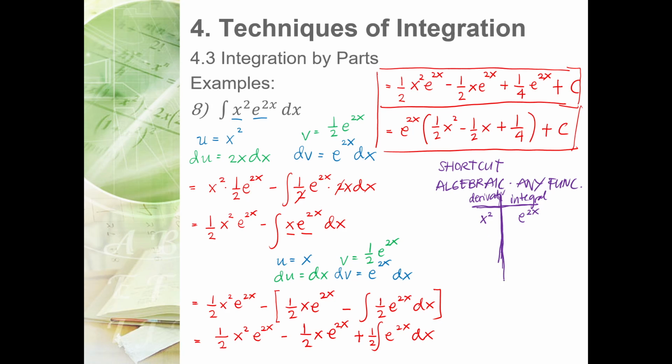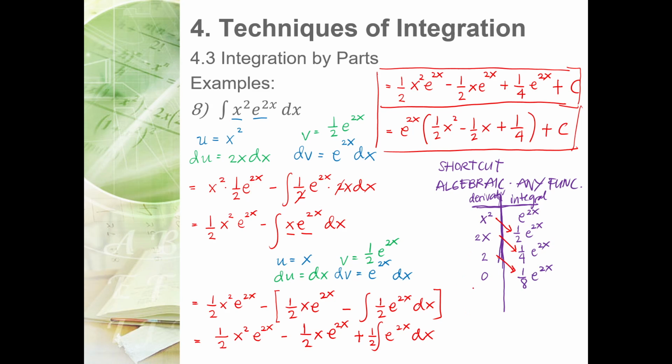If we try to derive this one, this becomes 2x, this becomes 2, this becomes 0. Right? Then this becomes 1 half e to the power of 2x, this becomes 1/4 e to the power of 2x, this becomes 1 over 8 e to the power of 2x. So the next step is for you to multiply in a diagonal manner, going downward.